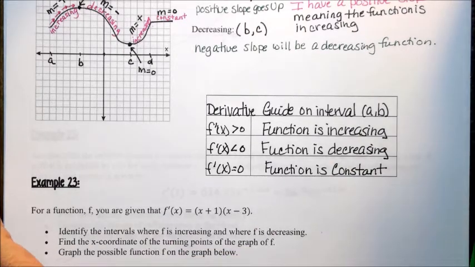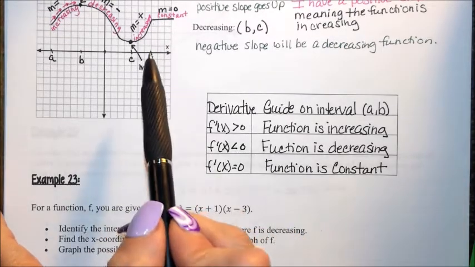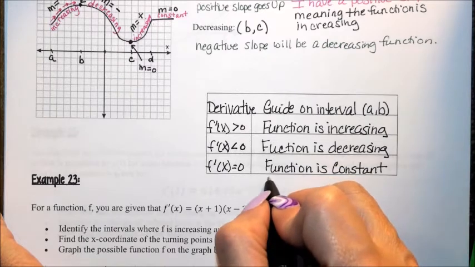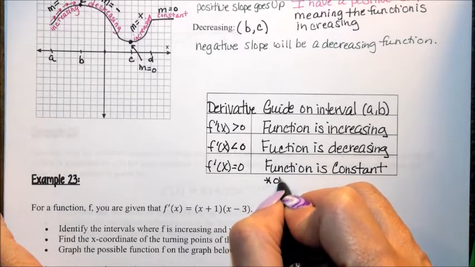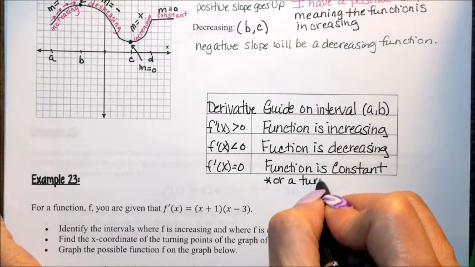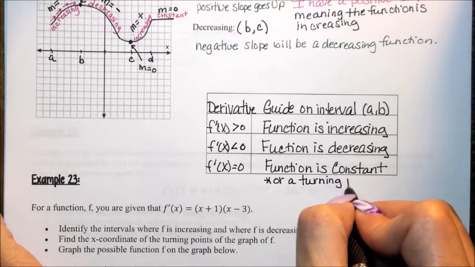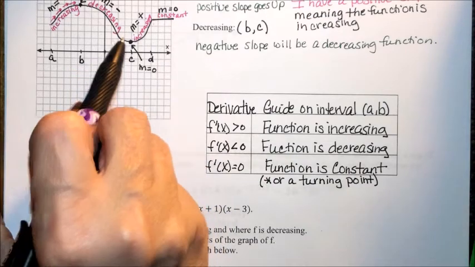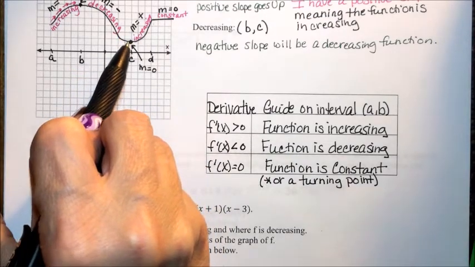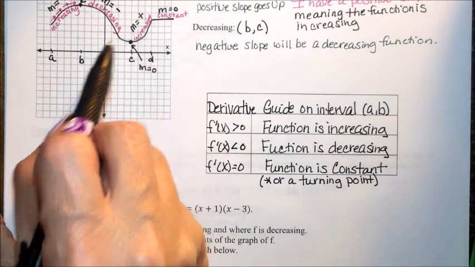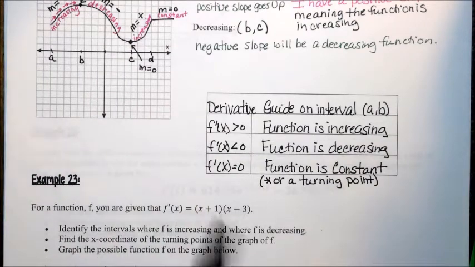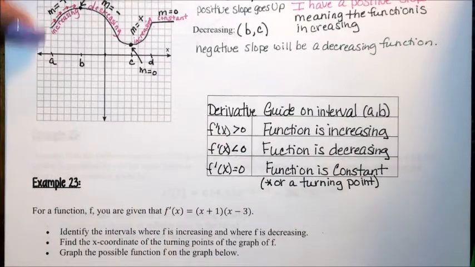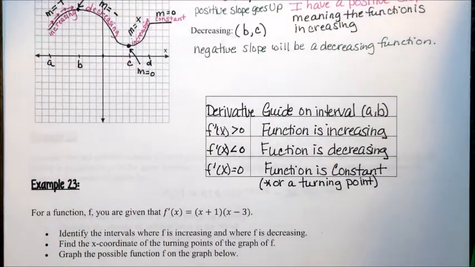Or it doesn't say this right here, but you might think of it as a turning point. In fact, I think I'm going to put that. Function is constant or a turning point. Because right here it hits 0 and then it turns and goes the other direction. So it either means it's a constant like this right here, or it's a turning point. A max or a min. You could think of it like that.